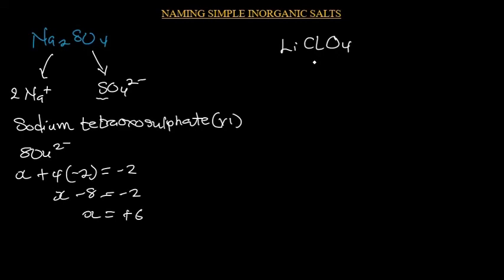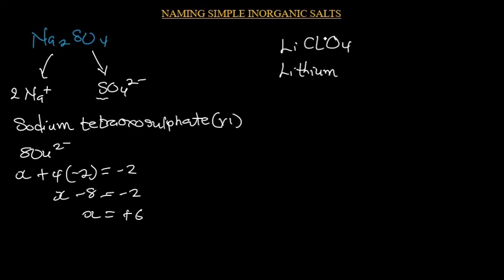LiClO4. It is the same process. The first thing you have to know is that you have to separate it into the cation and the anion. Then you name the cation. So the cation over here is going to be what? Lithium. So write lithium. We have lithium and then we name the anion.